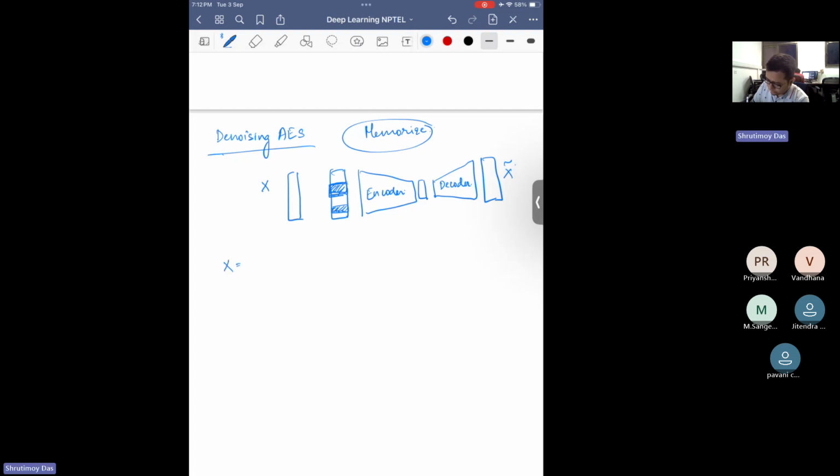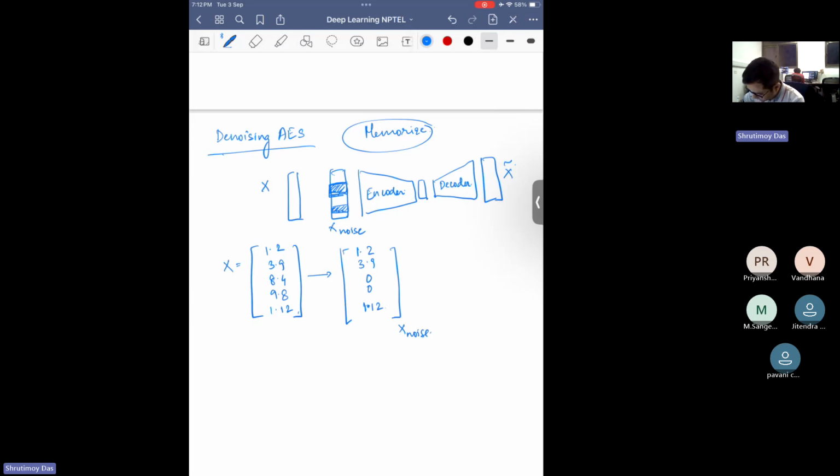our x is of this form, say 1.2, 9, 9, something like this. And after this noise, so this is some x noise. So my x noise is something like 1.2, 3.9, 0, 0, 1.2.